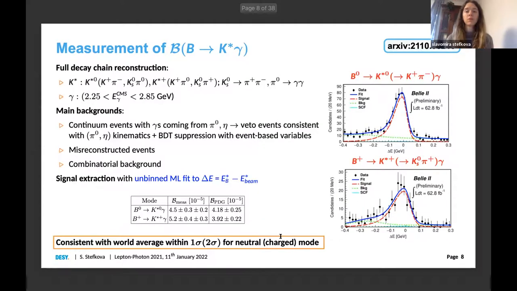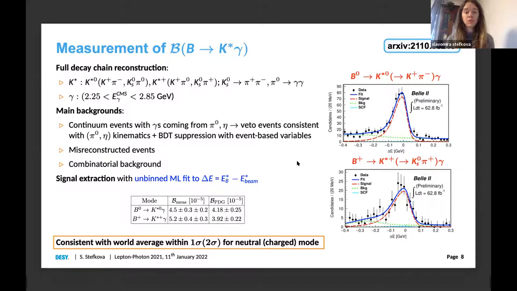So now moving on to the measurement of the branching fraction that we did at Belle II. Here we have reconstructed our K star and also our high energetic gamma. The main challenge in the analysis and the reconstruction is trying to control the backgrounds. The main backgrounds come from the continuum events, where the gammas come instead from pi zero and eta. Therefore, we have developed several vetoes and also a BDT-based selection in order to suppress these.